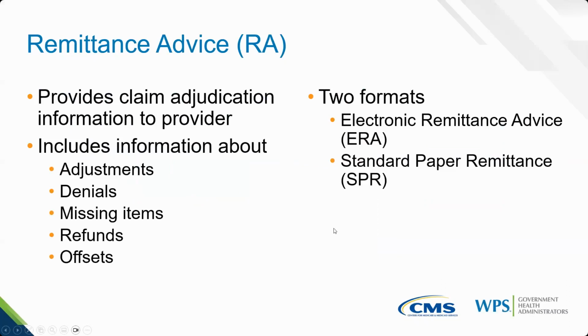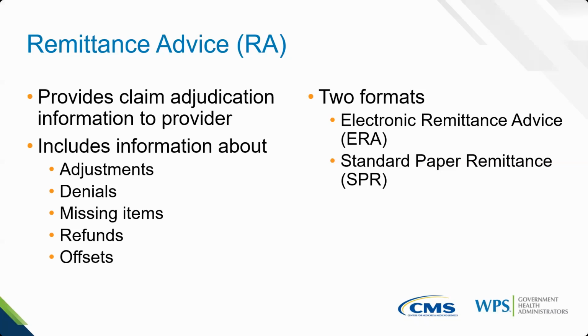It's very, very important. Sometimes we call it the remittance notice. You might hear it referred to as the RA, and some people even refer to it as the remit. Most providers will receive an electronic remittance advice, or an ERA, as opposed to a standard paper remittance, SPR. The ERA is going to include details about the transfer of funds and payment processing from the payer, in this case WPS, to the healthcare provider's bank.